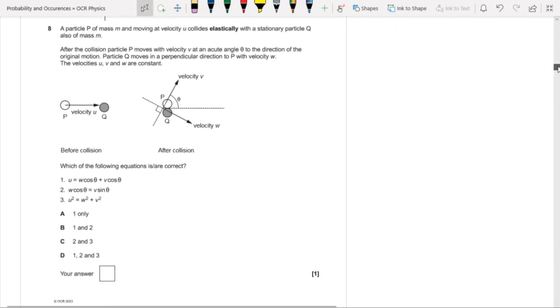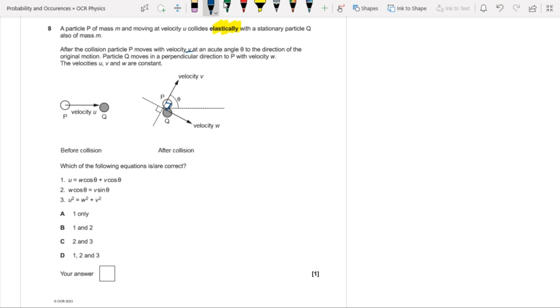Moving on to question number 8. A particle p of mass m and moving at velocity u collides elastically with a stationary particle q, also of mass m. After the collision, particle p moves with velocity v at an acute angle theta, that means less than 90 degrees, to the direction of original motion, and particle q moves in a perpendicular direction to p with velocity w. The velocities u, v, and w are constant, so they are moving at a constant velocity.